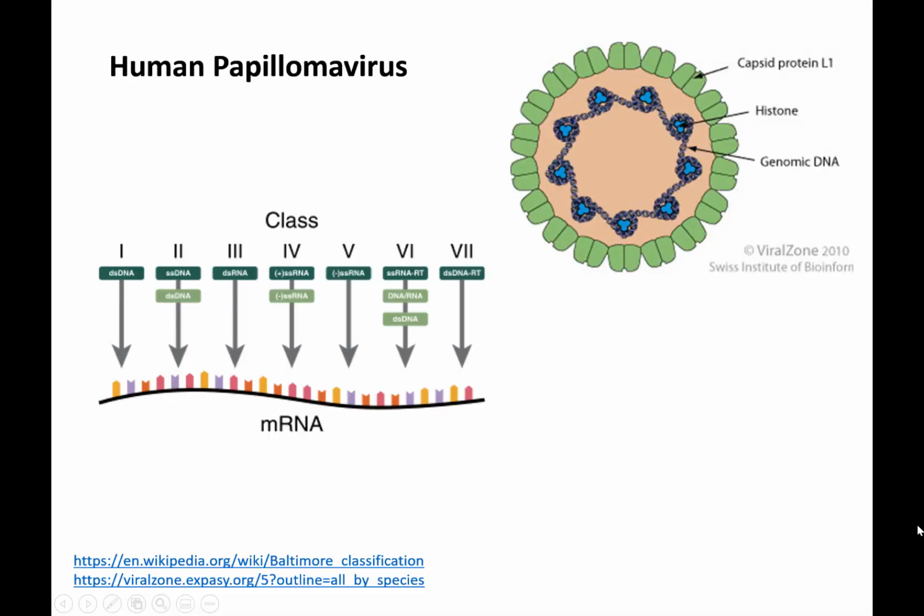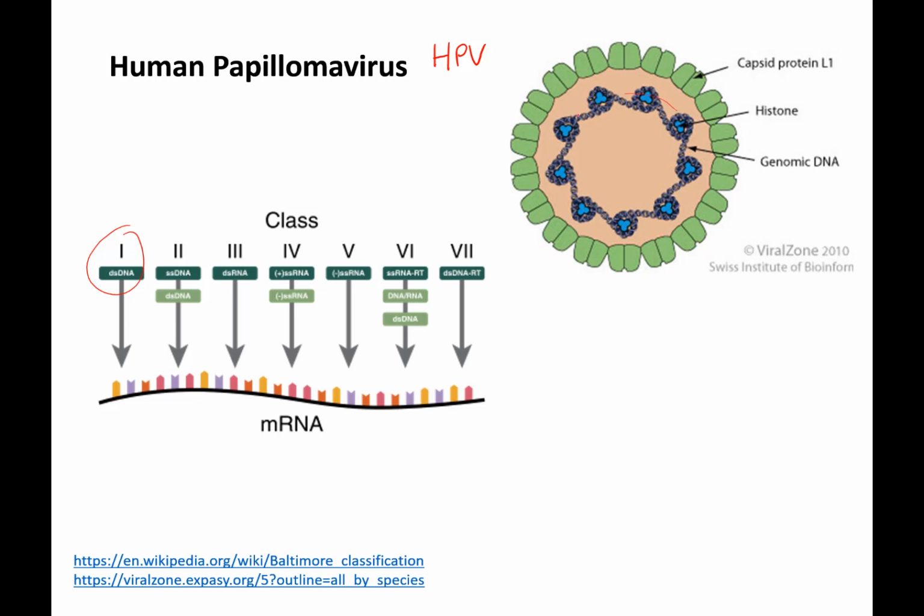Okay, this lecture is to give you some background about human papillomavirus and the paper we'll be reading. So human papillomavirus, which is abbreviated HPV, is a Baltimore class 1 double-stranded DNA virus, and it has a circular genome.